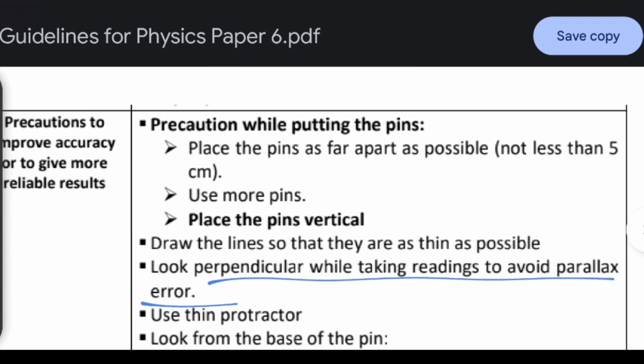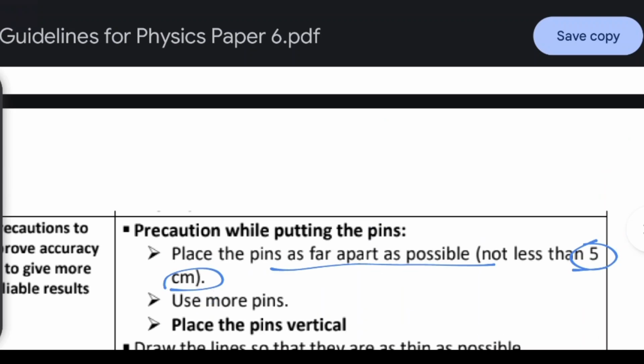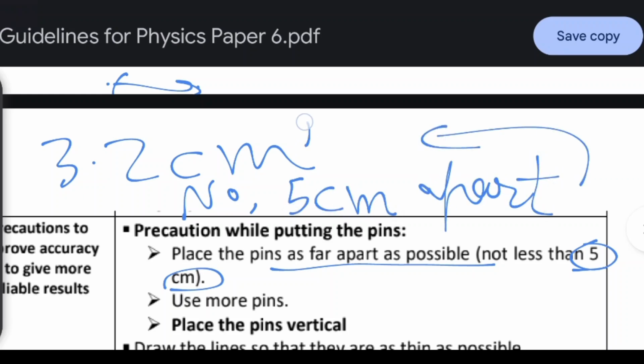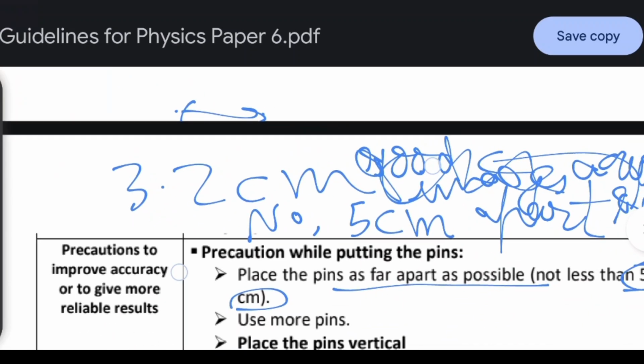Now, the precaution while putting the pins. This is a very common question. Place the pins as far apart as possible, not less than 5 centimeters. Remember this, because there was a question in which the two pins were 3.2 centimeters apart. They asked if this is a suitable distance, and you had to say no, they should be at least 5 centimeters apart. Why? To give accurate results. Okay, I hope you all got it.